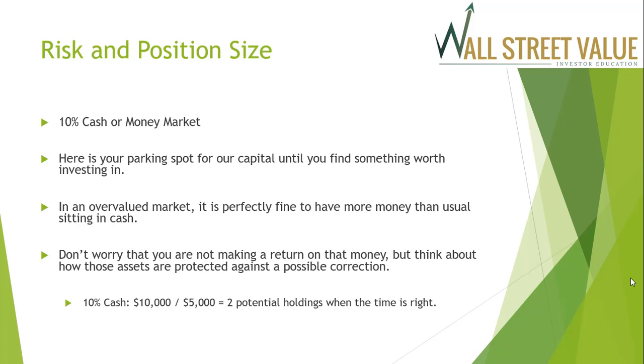In an overvalued market, it's perfectly fine to have more money than usual sitting in cash. Don't worry if you're not making a return on that money, but think about how those assets are protected against a possible correction. We have 10% in cash. That equals $5,000 per position, so we can have 2 potential holdings when the time is right, minimum.